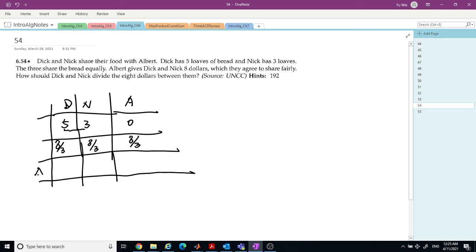Now let's see how many pieces D contributes. D gives the 7/8 piece, and N gives the 1/8 piece, and Albert has $8. Albert contributed the $8 to both D and N in proper ratio, so together it is $8. You can see it's 7 to 1. We need to split the $8 in the ratio 7 to 1, so it's $7 here and $1 here. Okay, that's it.